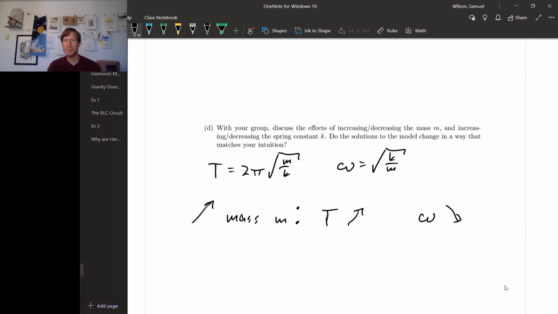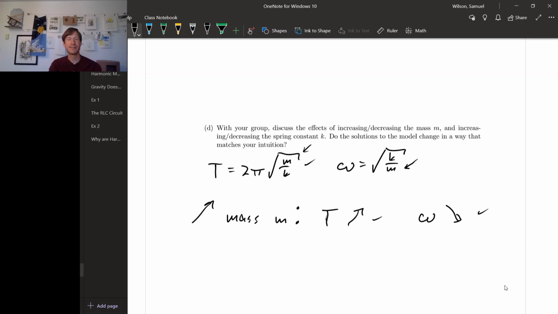Now let's use these formulas and see if that's what actually happens. If you increase the mass, the denominator in our omega is getting bigger, and that means this whole fraction is getting smaller. So this checks out. And for the period, the mass is in the numerator, so this fraction gets bigger. So if you increase the mass, the period gets bigger, and yes, that checks out. Of course, if you decrease the mass, the opposite happens.